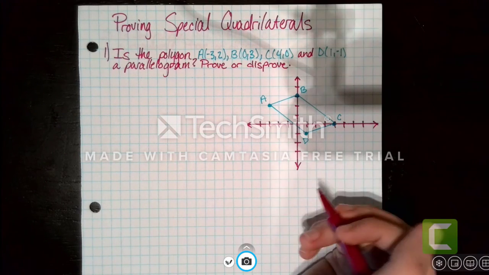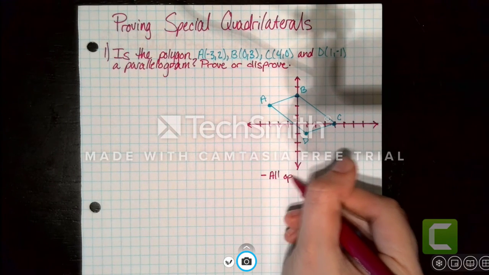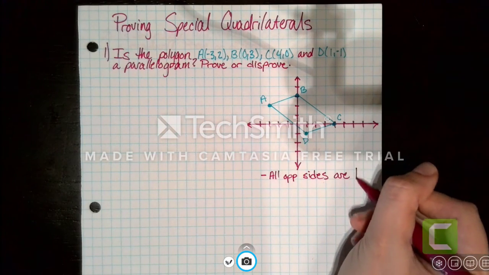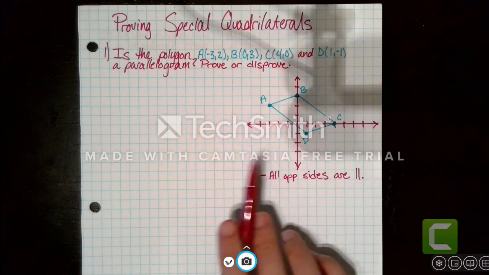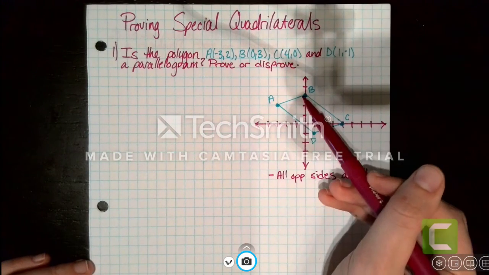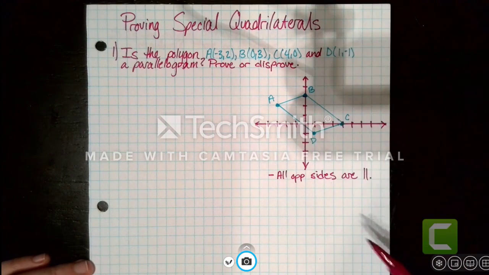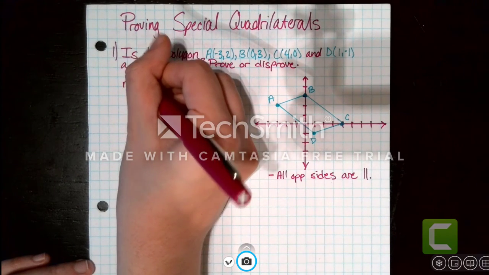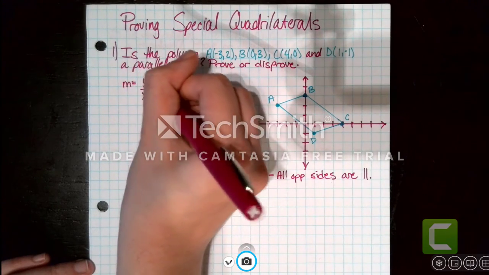Well, what we know about parallelograms is that all opposite sides are parallel. If you can prove that every opposite side is parallel, you've proven a parallelogram. So with that known, we have to find the slope for AB, DC, BC, and AD and see if they match up. Now remember, the slope formula is y2 minus y1 divided by x2 minus x1.